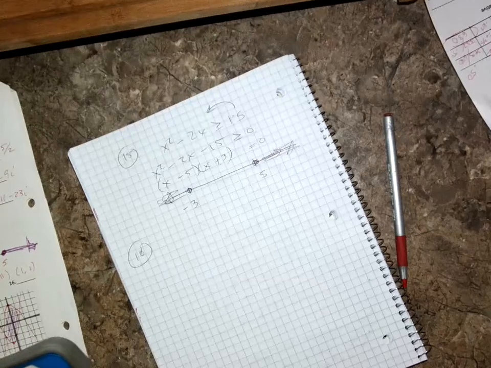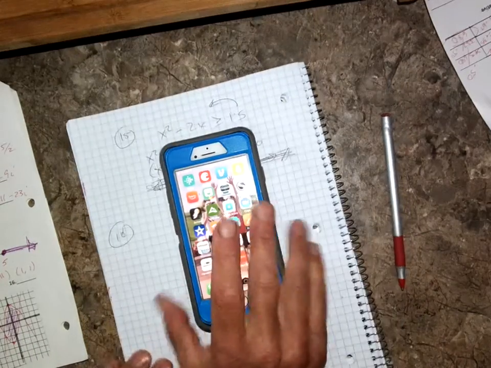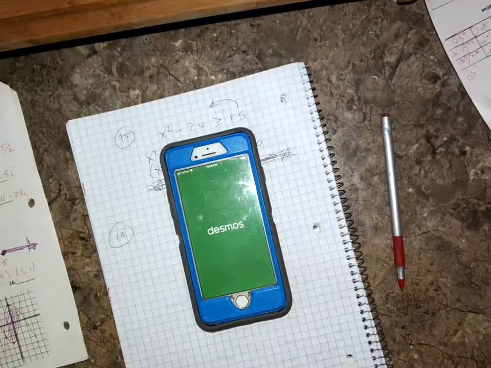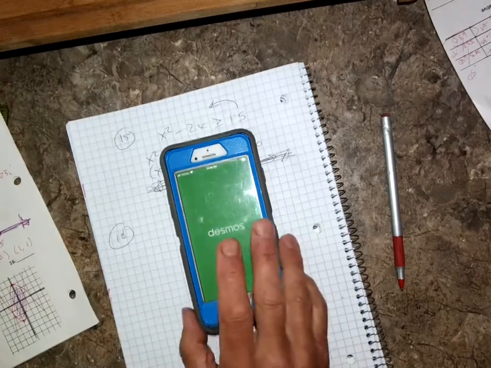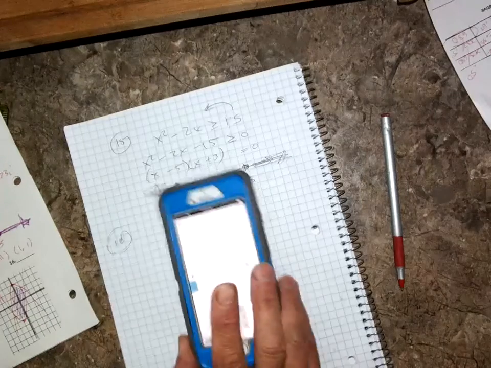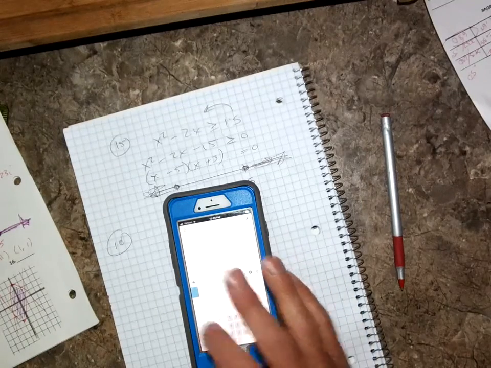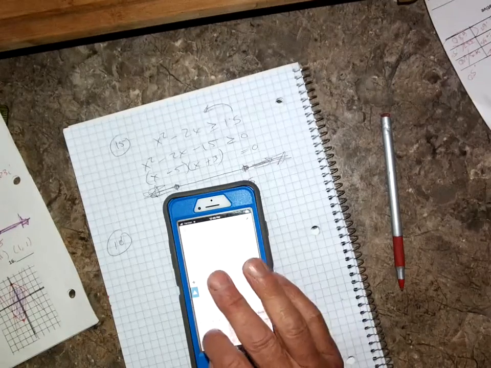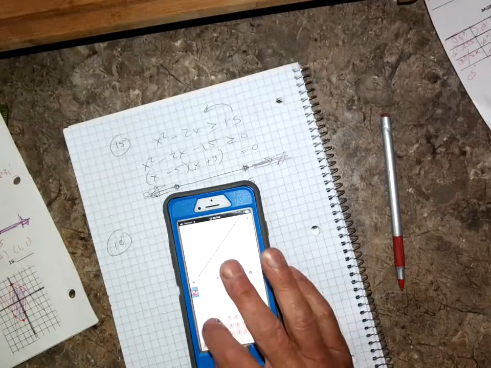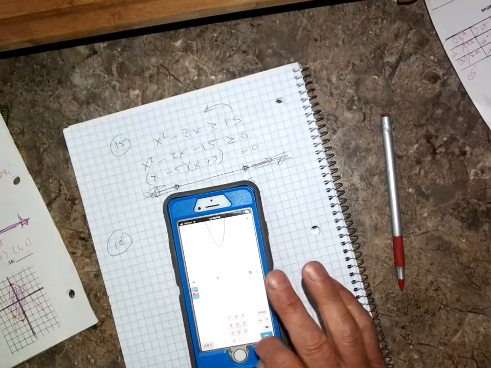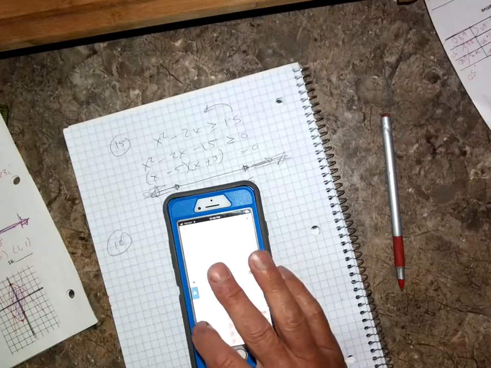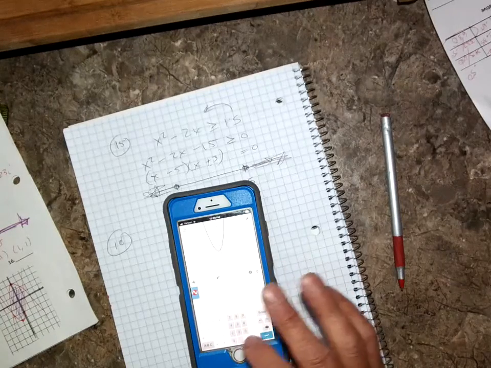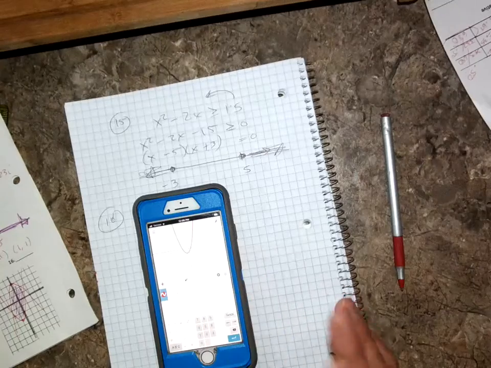Alright, so I'm going to show you on my calculator. I'm going to go to Desmos. Right there. And we'll do this one, okay? So we're going to graph y equals x squared plus x subtract 1. And we get that parabola there, okay?